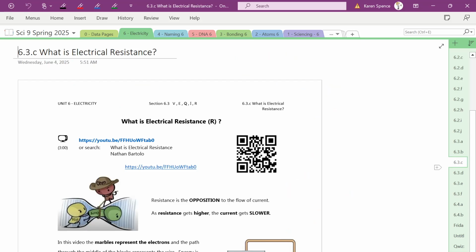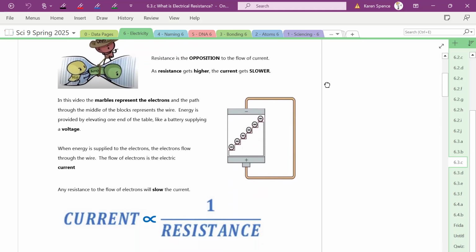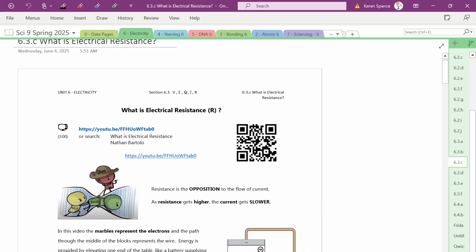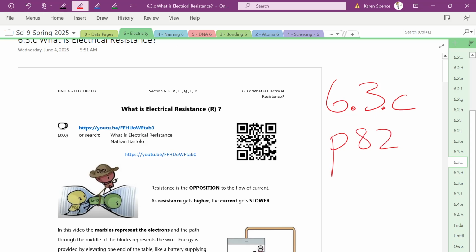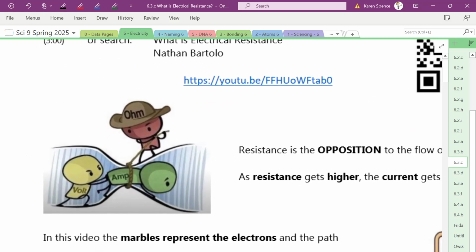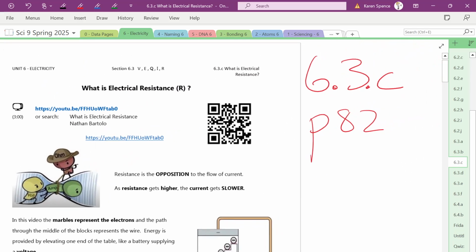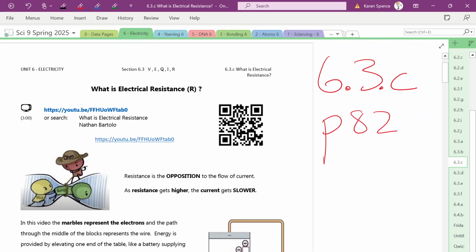We are now going to be on page 82, which is 6.3c. So you're looking for this little guy in the cowboy hat. And if you're having trouble finding it, let me know so I can help you out. Ryan, do you have your book today?